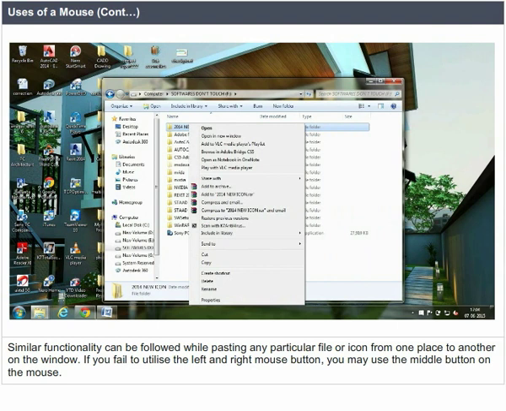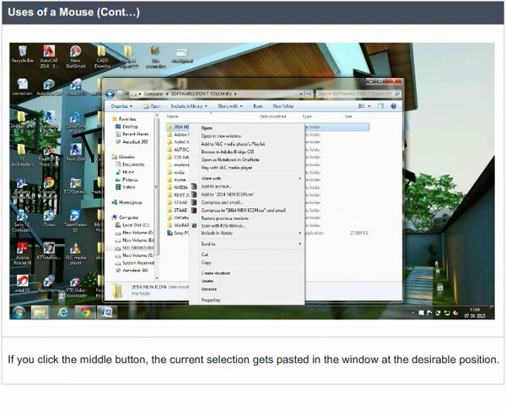If you fail to utilize the left and right mouse buttons, you may use the middle button on the mouse. If you click the middle button, the current selection gets pasted in the window at the desirable position.